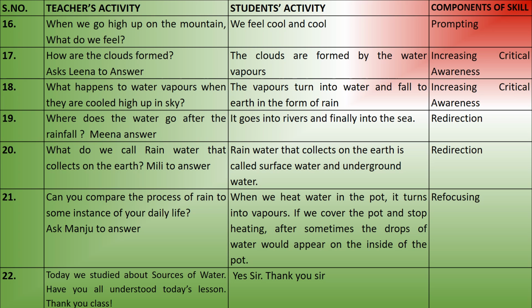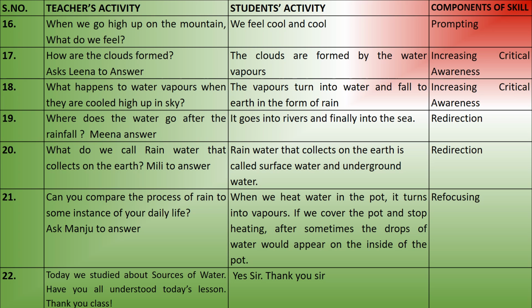The teacher will then ask Meena to answer, where does the water go after the rainfall? Meena will answer that it goes into river and finally into the sea. The component used is redirection. The teacher will ask Nidhi to answer the question, what do we call rainwater that collects on the earth? Nidhi will answer that rainwater that collects on the earth is called surface water and underground water. The component used is redirection.